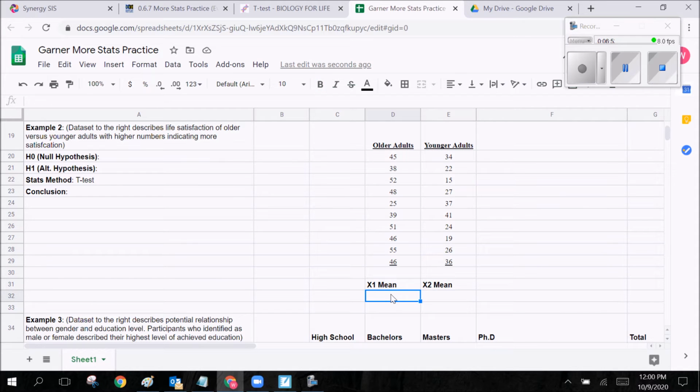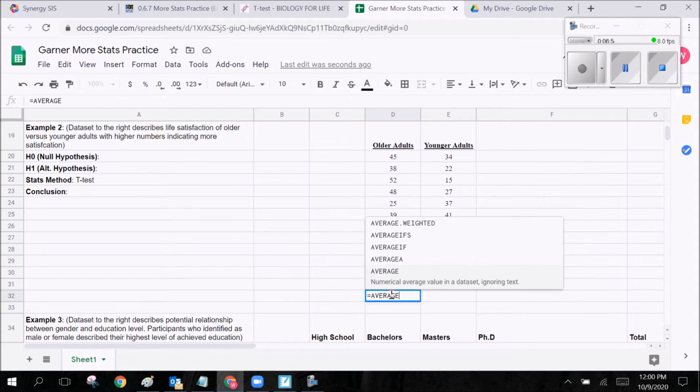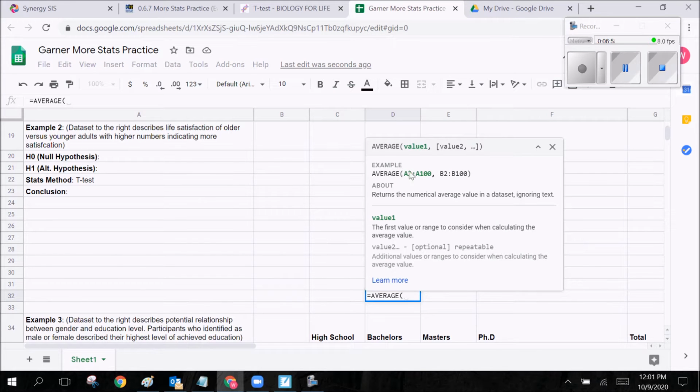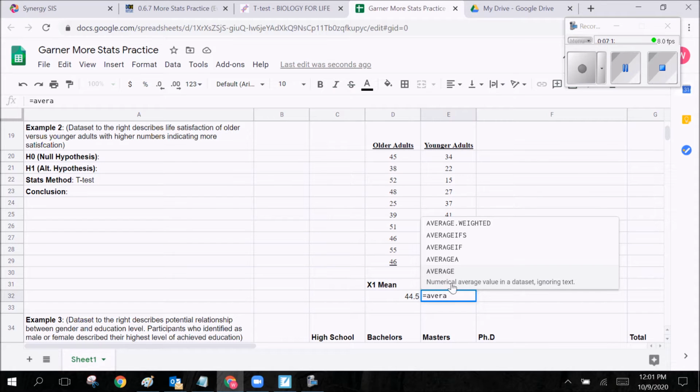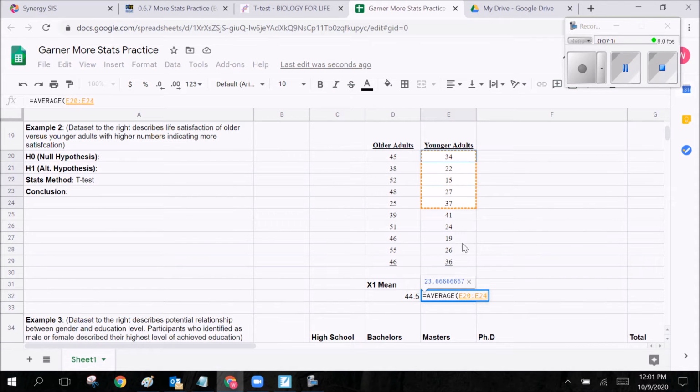So now to find the mean, we say equals, and then we hit average. We just type that in, and it should come up on the list. Click on it. It's going to tell you that we need to average a range of numbers. So I'm going to grab and drag, and then close the parentheses, and there's my mean for all these numbers. Now I'll go over here to the x2 mean, and I do the same thing. Equals, average, grab these numbers, and bam, this is my sample mean for 2. So I got my two different sample means.